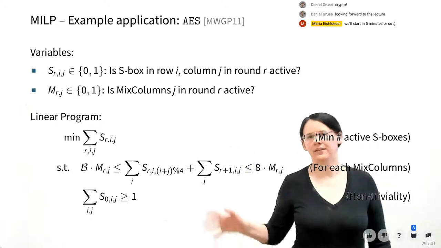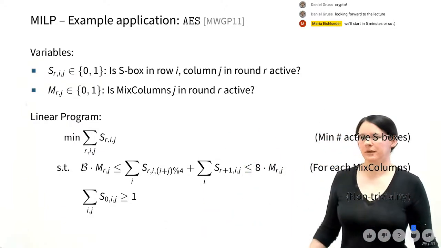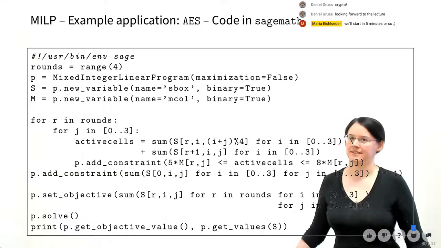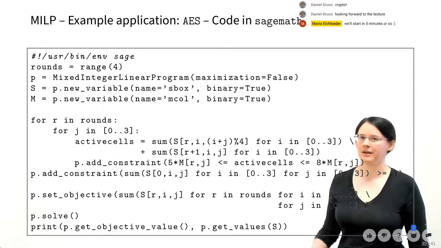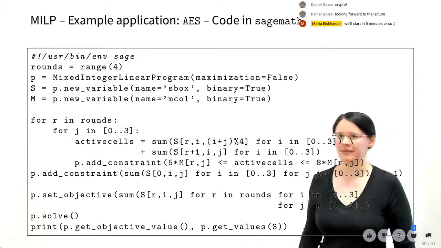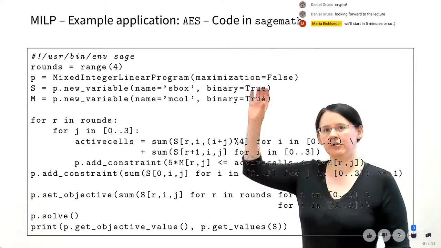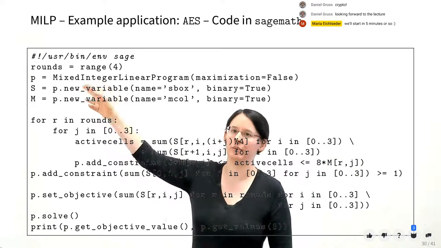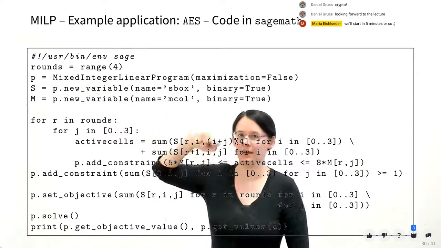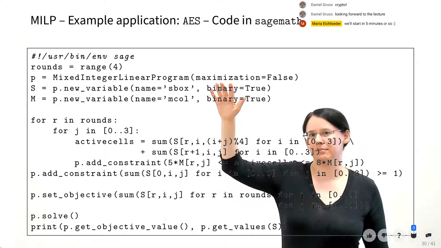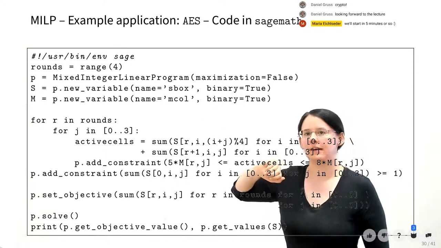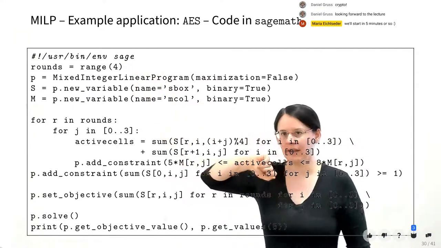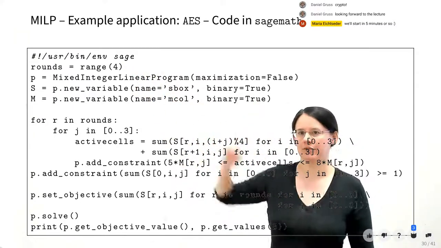Okay, so that's how to write this down in math. You might be more interested in how to write this down in computer science, and that's like this. It's essentially the same thing, but written in Sage or Python. So what are we doing here? We're first declaring our variables. So we say we want to do a mixed integer linear program. And we want to minimize, not maximize. This example here is for 4 rounds. And we have these two types of variables here.